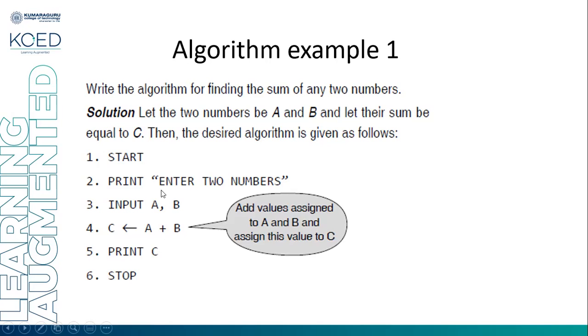For example, a's value is 10, b's value is 15, and the total value is 10 plus 15, which is 25. 25 gets added and stored in the variable c. Print c, 25 gets printed, and stop. The algorithm will stop. So this is a very simple algorithm. It follows the sequence construct, where statements are executed one by one.